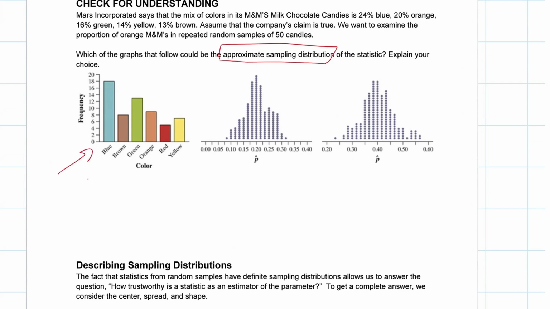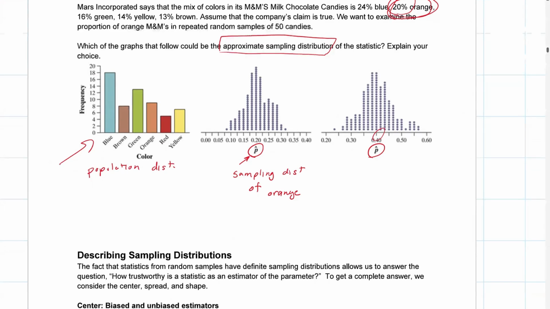Could this one be? Now, this one is a population distribution because it has all of the different colors. Could this be a sampling distribution? Well, it's got a bunch of p-hats in it. If it's got a bunch of p-hats in it, that could be a sampling distribution. Oh, wait, this is also p-hats. Oh, wait. If we were sampling from a population that was 20% orange, wouldn't we expect the sample proportions to all be around 0.2? So this could be an estimated sampling distribution of orange candies. This is some sort of sampling distribution, but not of orange, because we expect that the middle would be around 0.2, and it's not. All right. Let's go on.